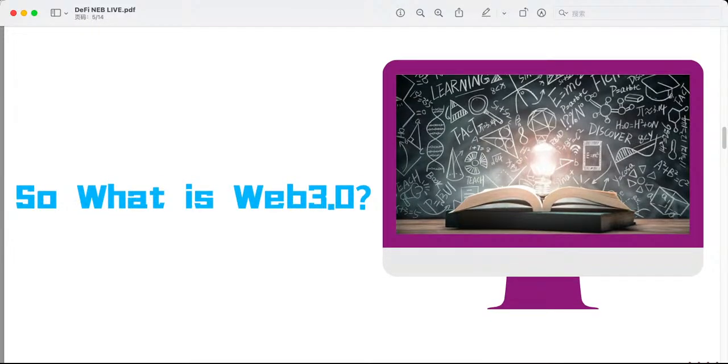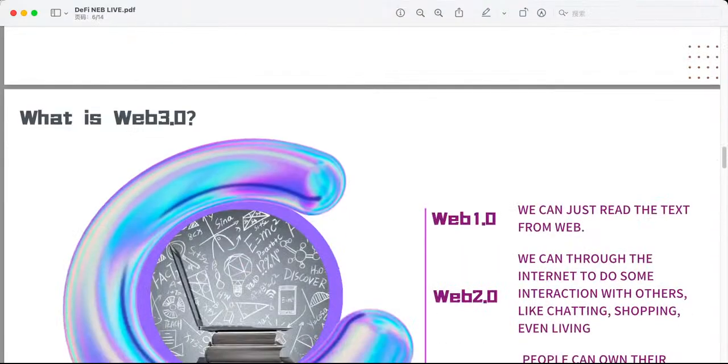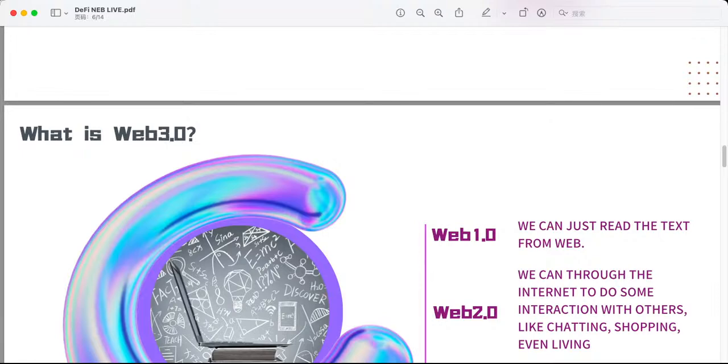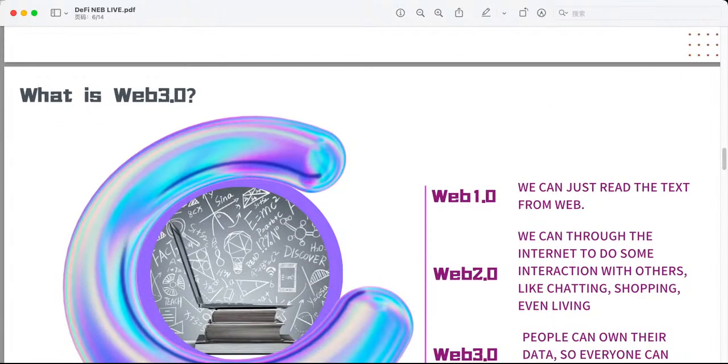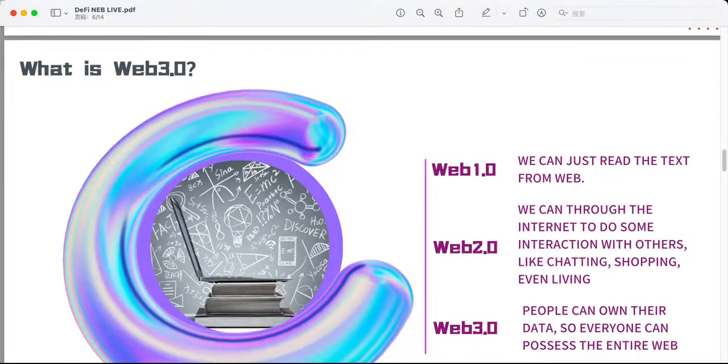So what is Web3? We already know something about the blockchain, so what is Web3? Before we know the concept of Web3, we should know the concept of Web 1 and Web 2.